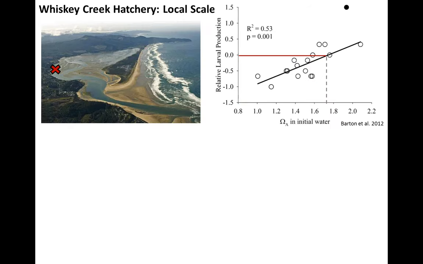To give you a couple other examples, this is again the relative larval production from the Barton paper, and the saturation state in the initial water. This is the zero break-even point, which, if you ask Alan or Sue or Mark, is not really good for them, but we're just using that as a standard to say at this point the biomass is less than what you start with, and at this point it's more than what you start with, and that shows up at about a saturation state of 1.7. This is Netarts Bay, and this is the approximate location of the hatchery. And so they're really getting the full brunt of the ocean water here, particularly during upwelling periods.